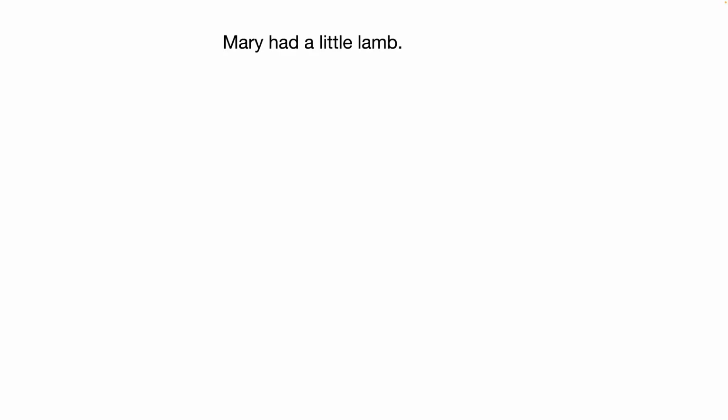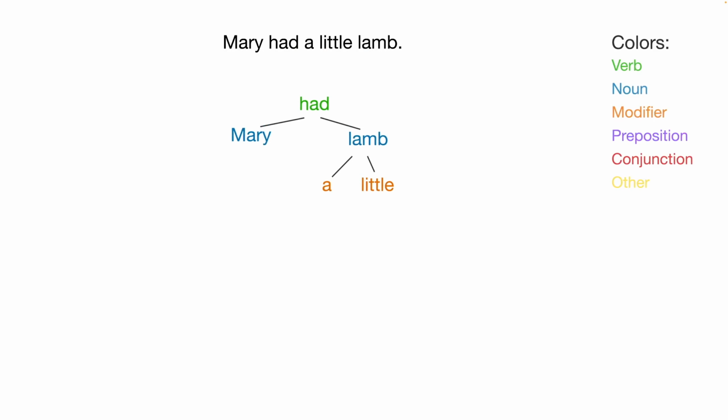So here's the first sentence. Mary had a little lamb. And here is the color-coded tree. The most important word in a clause is the finite verb. So that becomes the root of the tree. It tells us the main idea of the sentence, the thing that is happening, the action of the sentence. Then the subject and object or complement provide additional details.